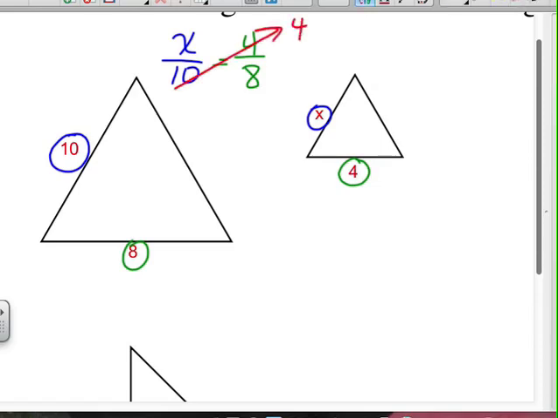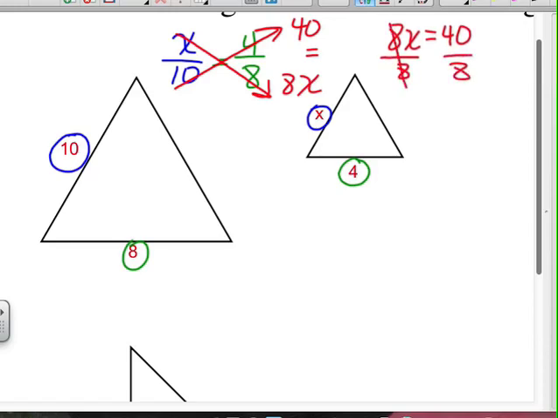10 times 4 is 40. 8 times x is 8x. These are equal to each other. So now you say 8x is equal to 40. Hey, we have a nice little equation to solve. Divide by 8, so those 8's cancel. Got your calculator out? Or hopefully you know your times tables, and x has a value of 5.